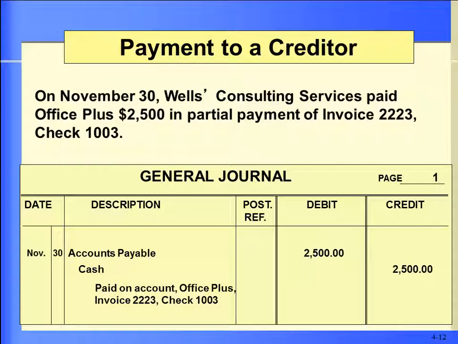So think T accounts. If we have accounts payable, just make a little T account here, visualize it. We had the balance of 6,000 here. Now we're debiting it for $2,500, and the balance would be a credit balance, 6,000 minus 2,500, and that balance would be over here. Think of that, visualize it for each of these accounts. So we're decreasing accounts payable here by debiting it, and we're decreasing cash by crediting it.